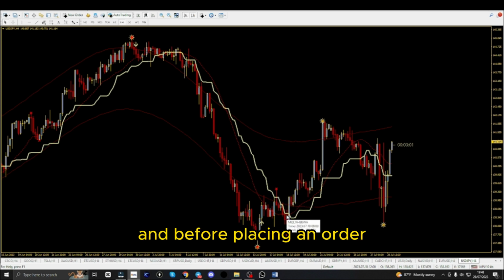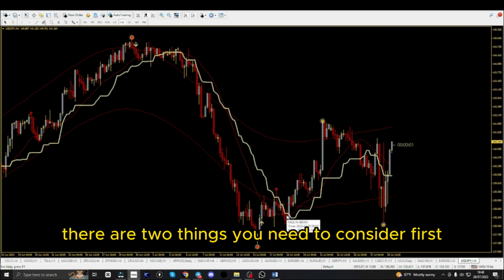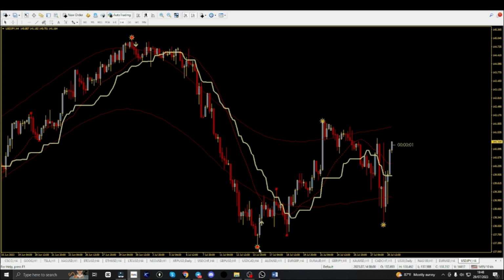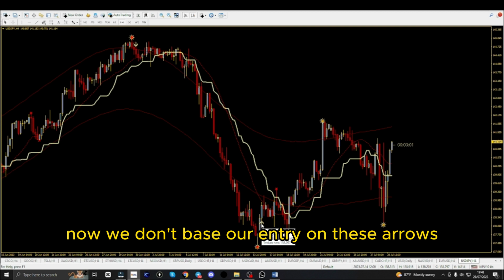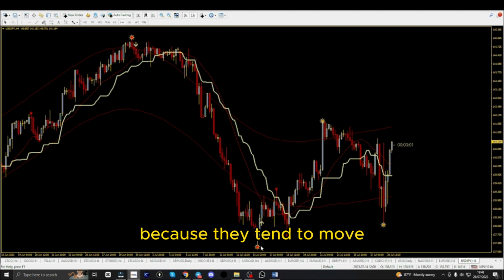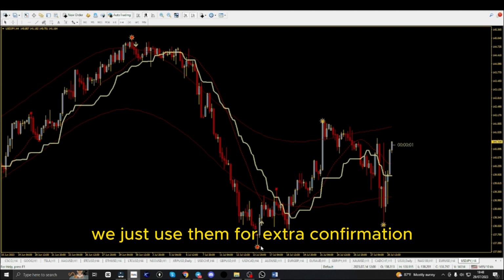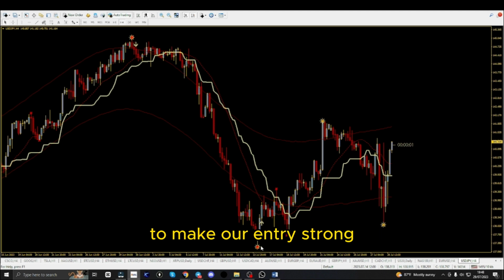Before placing an order, there are 2 things you need to consider. First, the 200 arrow, the red arrow here, and the anchor arrow, which is the yellow arrow here, need to be present like so. Now, we don't base our entry on these arrows because they tend to move. We just use them for extra confirmation to make our entry strong.